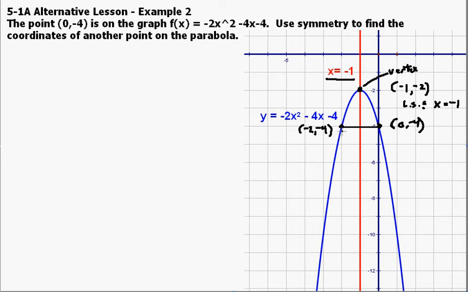So that would be another point on the parabola, and we use the line of symmetry to find it. In other words, if we were to fold this parabola over itself, this point would land on top of this point right here. Let's find another point of symmetry. Let's say here's a point right here. This one is (1, -10).